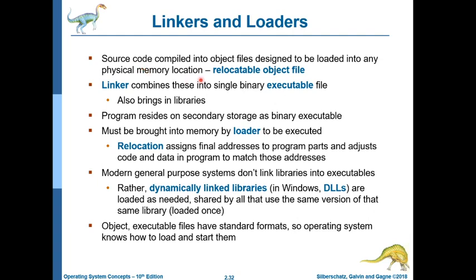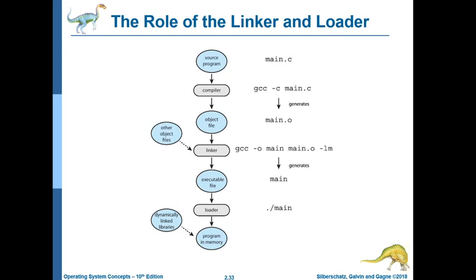So linkers are basically source code compiled into object files designed to be loaded into a physical memory location. They basically help in modern general purpose systems. They don't really link the libraries into the executable, but rather they are dynamically linked libraries. In Windows, we call it DLL, right? So if you see a bunch of DLLs on your Windows machine, these are actually quite important and they provide the linkages to linkers and loaders.